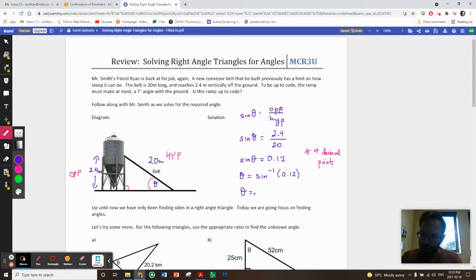If you're still using an iPhone or whatever, what's wrong with you? Get a calculator. I'm sure that you can do it, but I don't know how. Get a calculator. Inverse sine of 0.12.